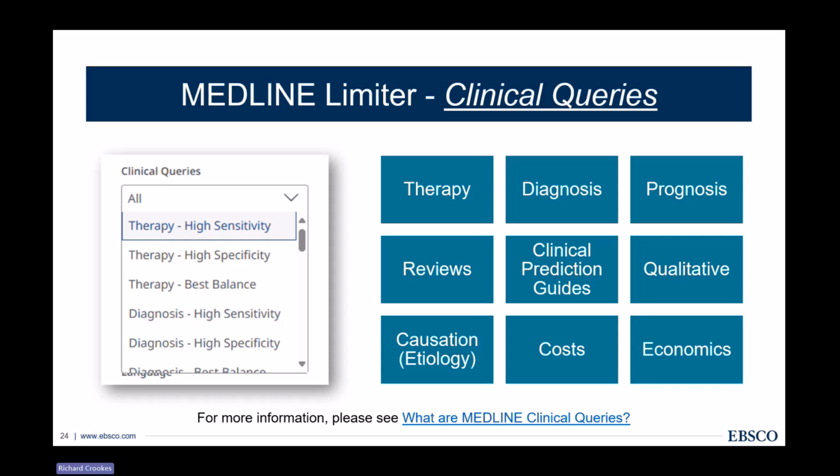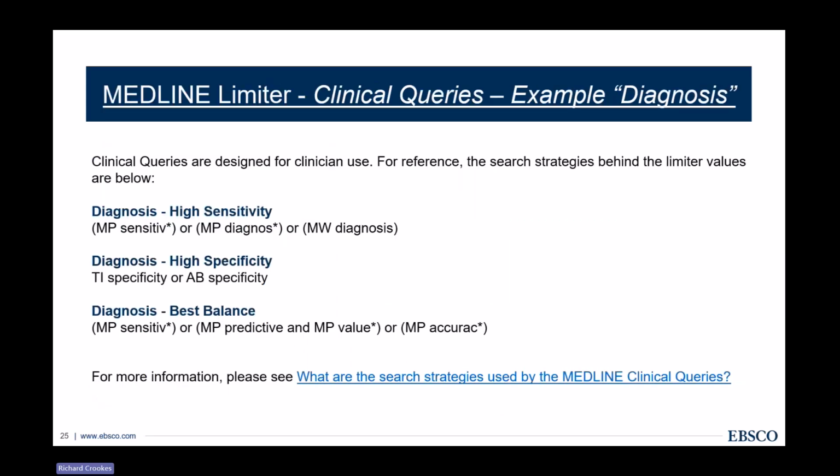MEDLINE has 9 research areas in total, so you'll see additional ones. For example, you've got diagnosis there, you've got costs and economics as well. They work on the same principle. To give you an illustration, this is for diagnosis. You can see the difference between the sensitivity, specificity, search strings there, and best balance.